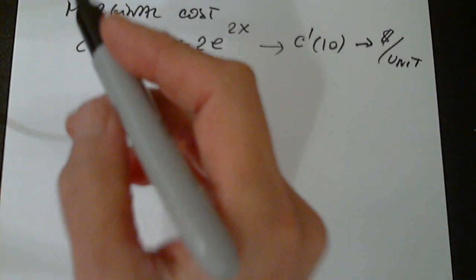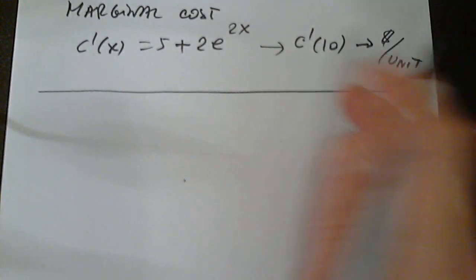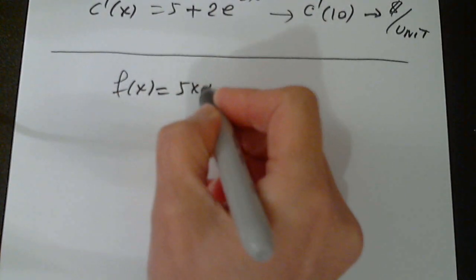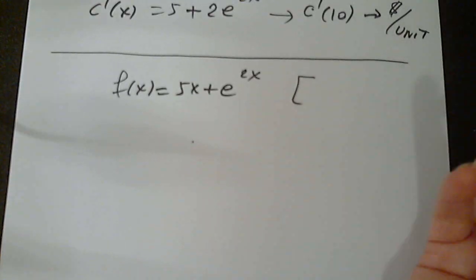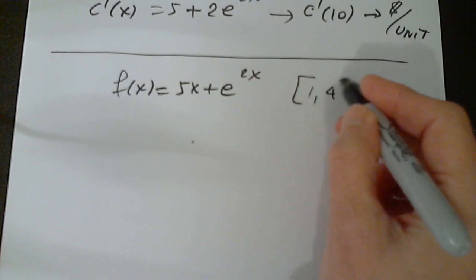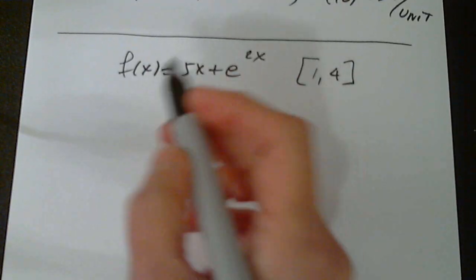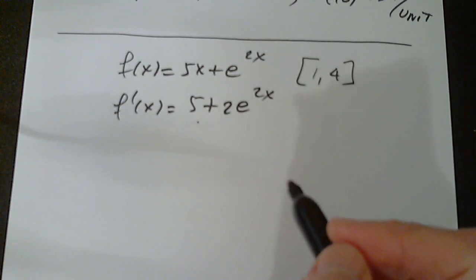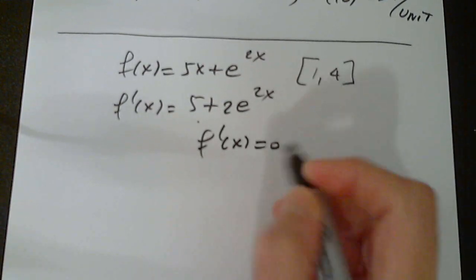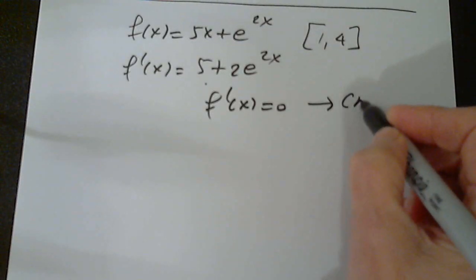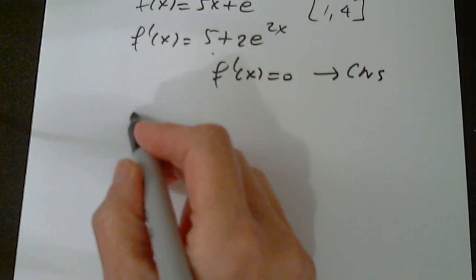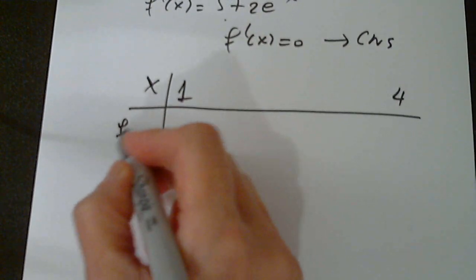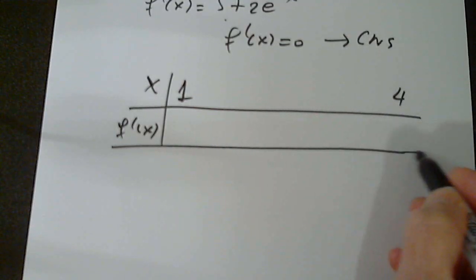Okay, so here's an example for any function. Let's say even this function, f of x, 5x plus e to 2x. Let's say the interval is 1, 4. All I have to do is find f prime, which I already have, 5 plus 2 e to 2x, set it equal to 0, and find critical numbers. And then study the behavior. So I have f prime of x, and I have f of x.